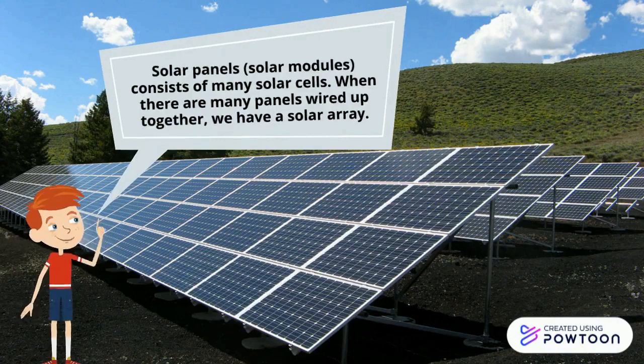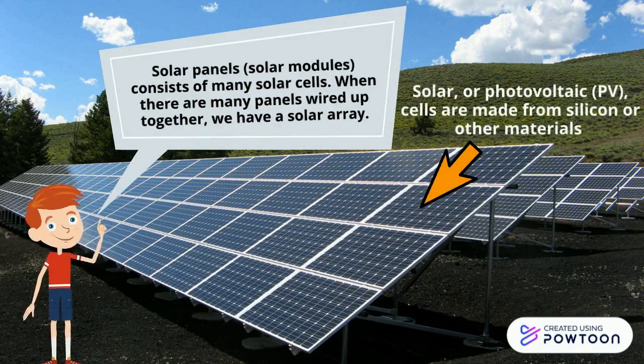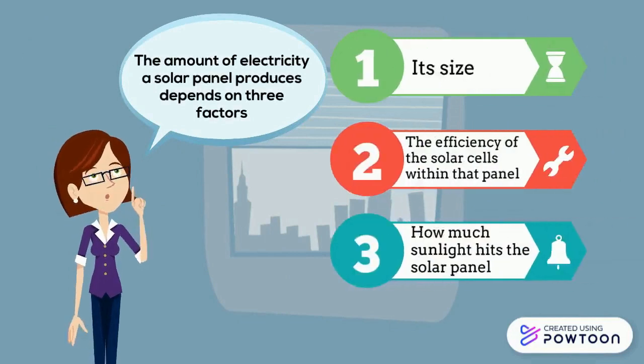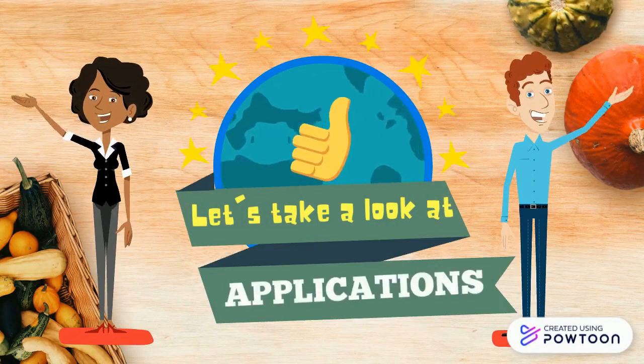Solar panels or solar modules consist of many solar cells. When there are many panels wired up together, we have a solar array. Let's take a look at application.